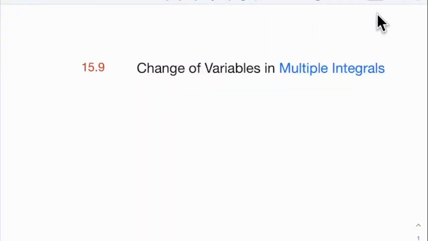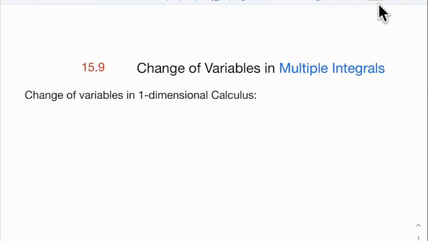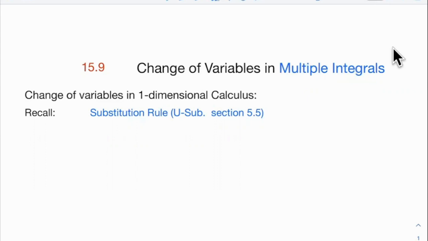We're going to talk about change of variables in multiple integrals. We have done change of variables in one-dimensional calculus, for example, the substitution rule, the substitution method, which we briefly did as u-sub in section 5.5.